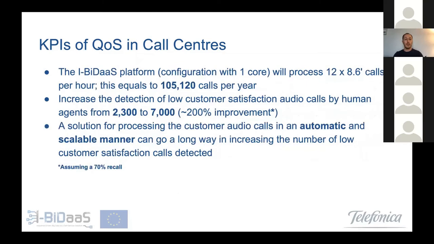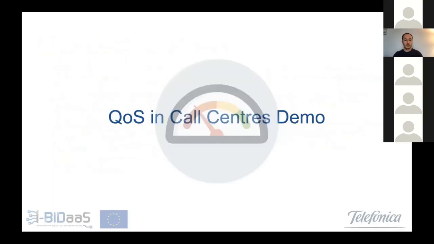Now, the I-BiDaaS platform, with a configuration of one CPU core, can process 12 times as many calls per hour, which means it can process about 100,000 calls per year. And this increases the detection of low customer satisfaction calls from 2,300 to 7,000. And that's a 200% improvement. A solution that processes the customer audio calls in an automatic and scalable manner can go a long way in increasing the number of low customer satisfaction calls detected and hence addressed in a timely manner.